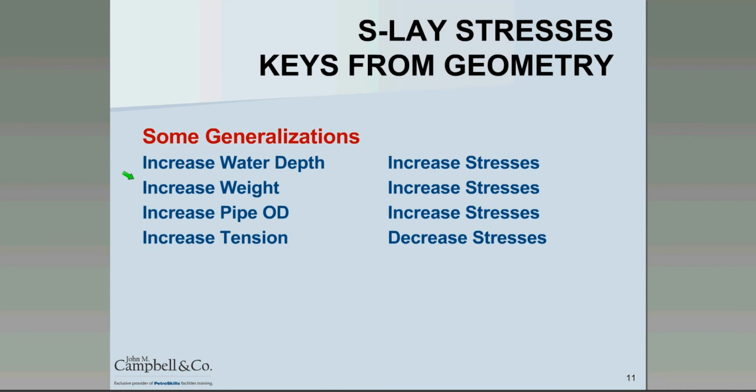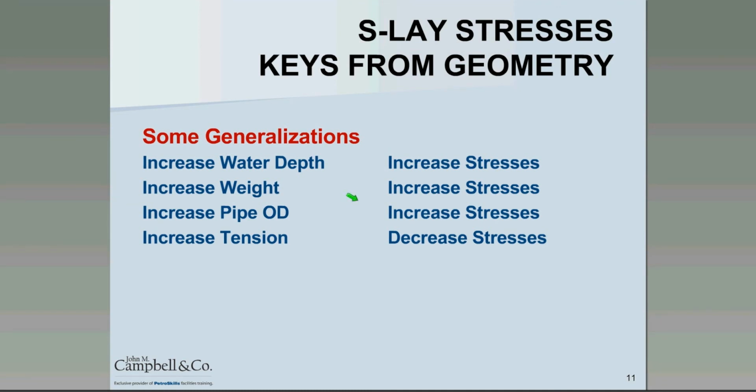As we noted from our bending stress calculation, as I increase the pipe size, I'm going to have increased bending stresses for conditions that are the same, say 1,000-foot bending curvature, etc. Conversely, if I increase tension, I get the opposite effect. I get a decrease in stresses.